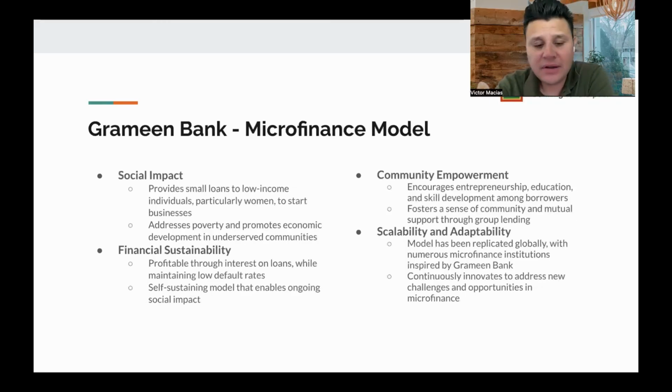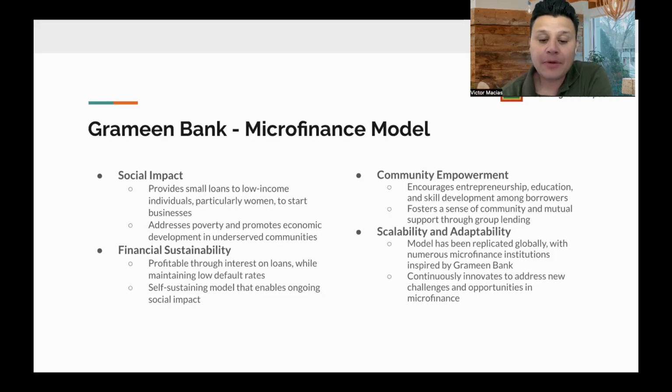Grameen Bank, I wanted to give an example of a maybe lesser known brand, but they focus on providing small loans to low-income individuals, particularly women. Their focus is to address poverty and promote economic growth. On their financial sustainability, they're profitable through interest on their loans, so they need to make money. Community empowerment, they encourage entrepreneurship, education, skill development amongst borrowers. So you're not just giving them money, you're giving them tools and resources to make them effective and successful with that money, which increases their odds of paying you back as well.